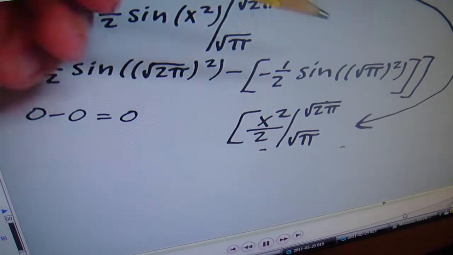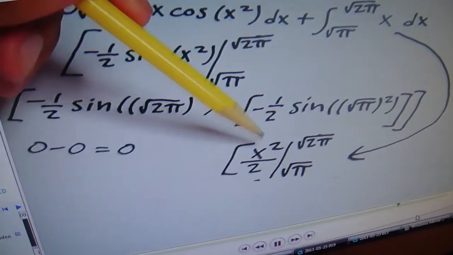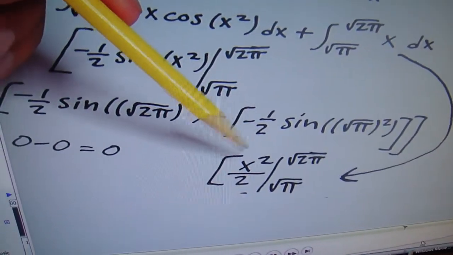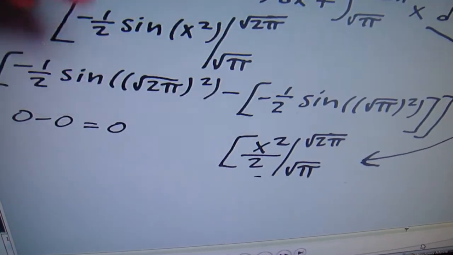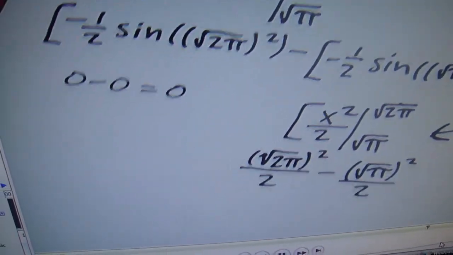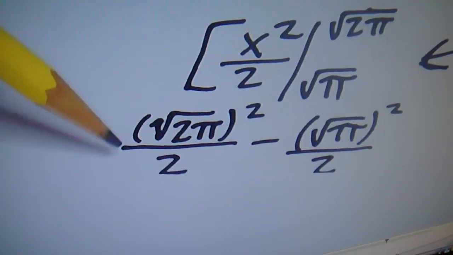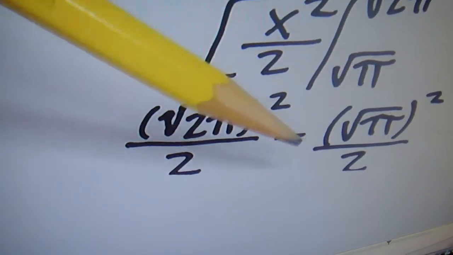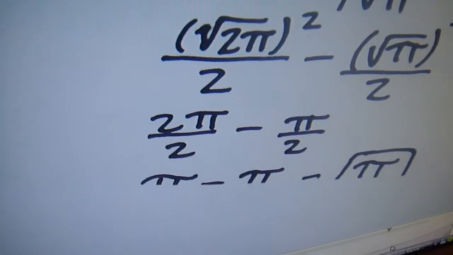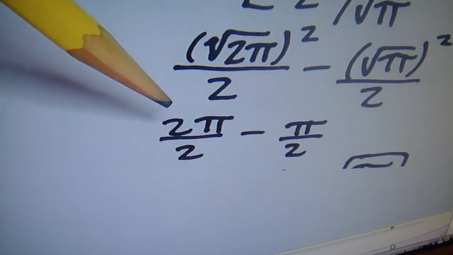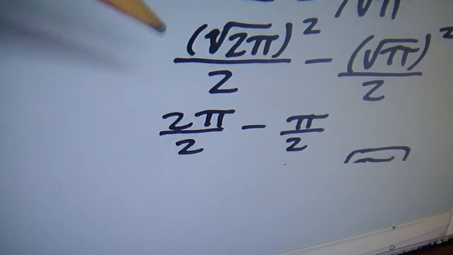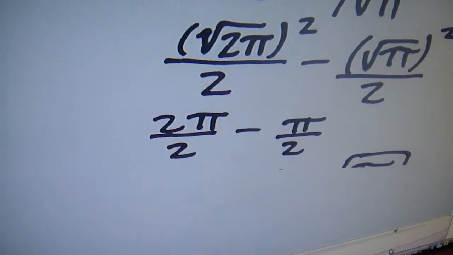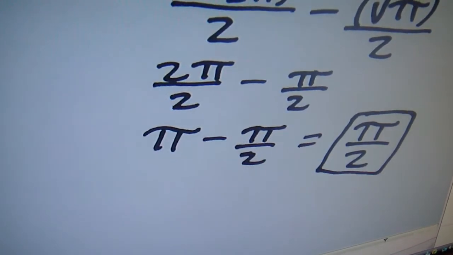So you got this square root. So you have x squared over 2 from square root pi to square root 2 pi. Plug that in. You got 2 pi over 2 minus square root pi squared over 2. And then you get that. You square the numerators, you simplify it and you get pi over 2.